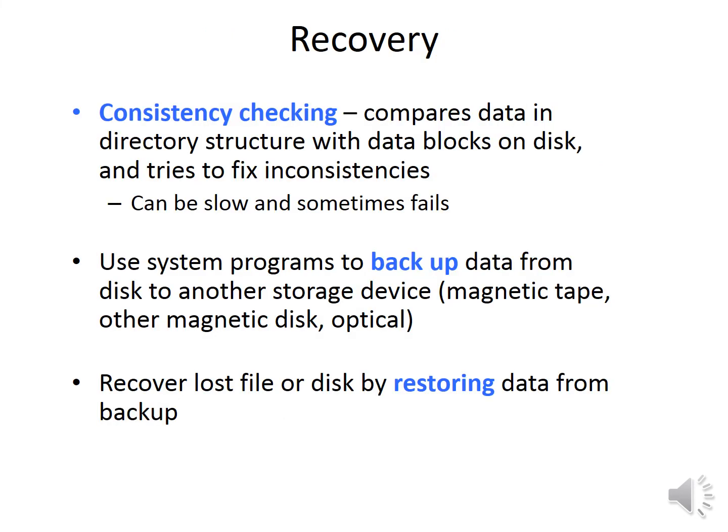Recovery: how to check the consistency. It compares the data in the directory structure with the data blocks on disk and tries to fix the inconsistencies. It can be slow and sometimes fails. It uses system programs to back up data from disk to another storage device, for example magnetic tape, magnetic disk, or optical disk. Then recover a lost file or disk by restoring data from the backup.